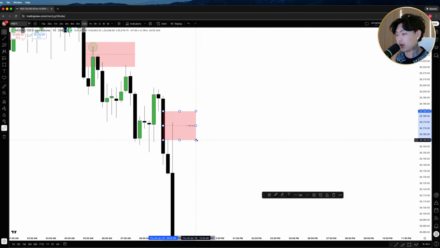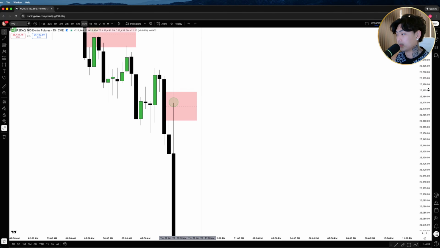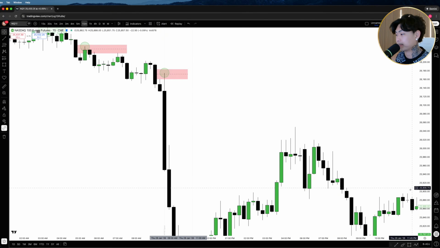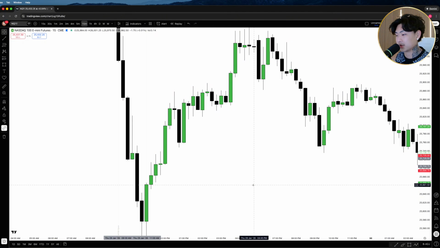Fair value gap. That's a high up there. And then to the left, lower high. To the right, lower high.